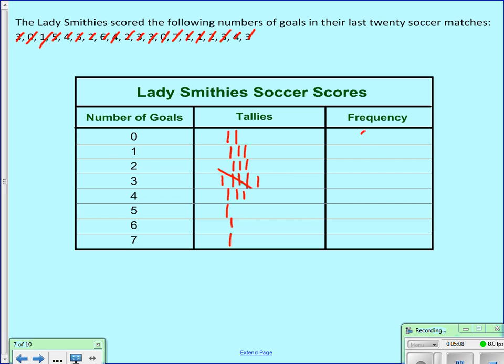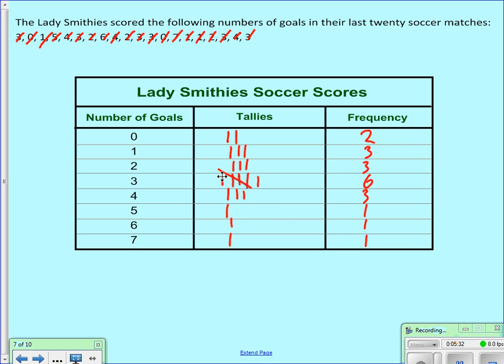There were 2 times they scored 0 goals, 3 times they scored 1, 3 times they scored 2. There were 6 times they scored 3 goals, 3 times they scored 4. There were 5 once, 6 once, and 7 once. So now that we have this data, we can then take it and make a bar graph or some sort of other graph to represent that.